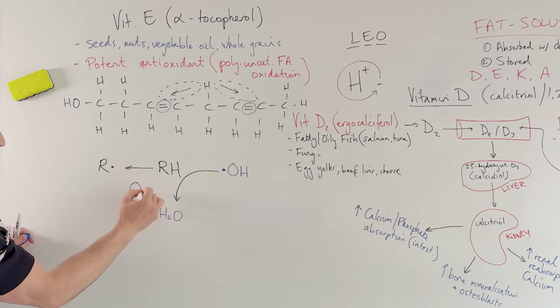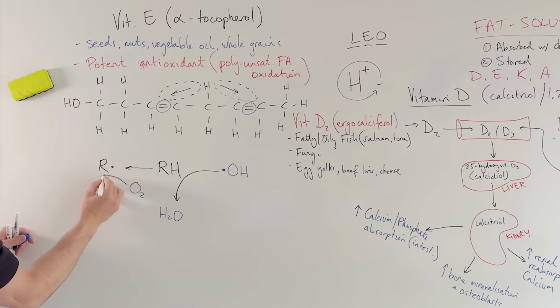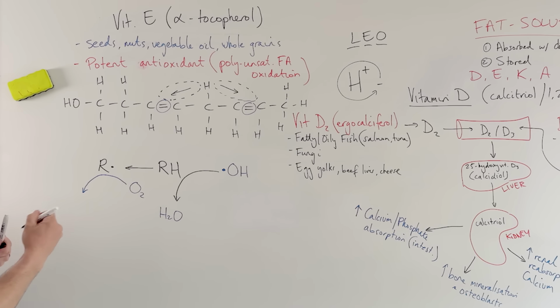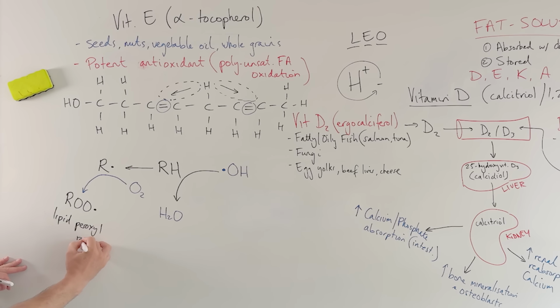So we know we've got a lot of oxygen in the body. So it comes across oxygen, and what does it produce? It produces ROO. Ooh, it's still a radical. It's now what we call a lipid peroxyl radical. It's still going, it still wants to steal electrons.